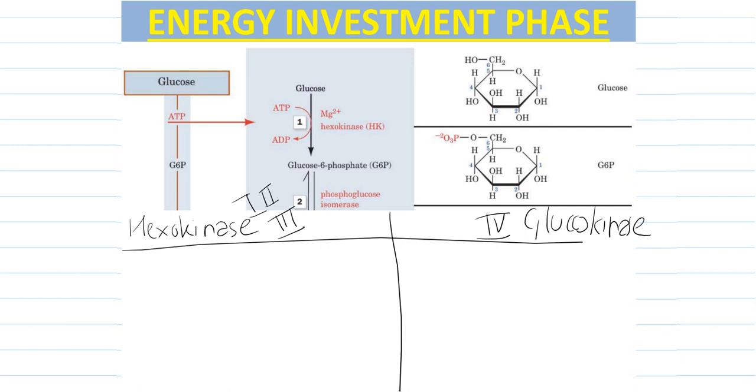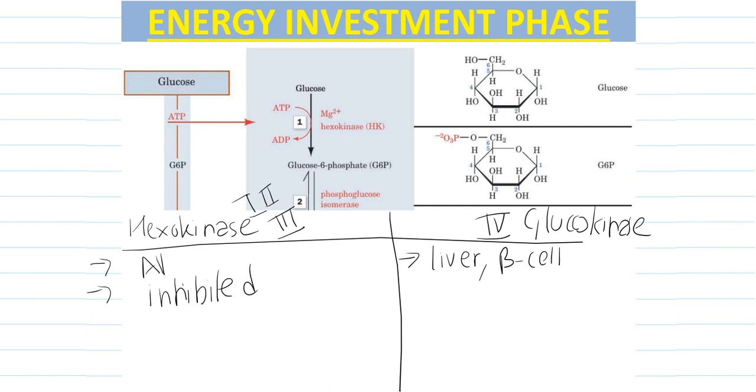Hexokinase is present in almost all tissues, whereas glucokinase is only present in the liver parenchymal cells or in the beta cells of the pancreas. Hexokinase is inhibited by its product glucose 6 phosphate, whereas glucose 6 phosphate is unable to inhibit glucokinase. Glucokinase is not inhibited by its product glucose 6 phosphate.